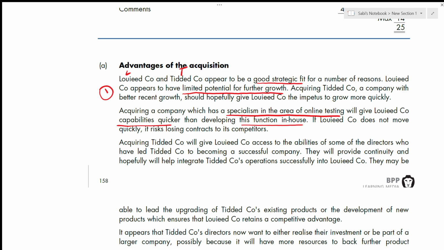They are also saying that if L does not move quickly, it risks losing contracts to its competitors. That means if they are not quick enough to acquire the TDET company, a competitor might take over the TDET company and gain that advantage, right? So this is the second advantage. Now let's go to the third advantage.